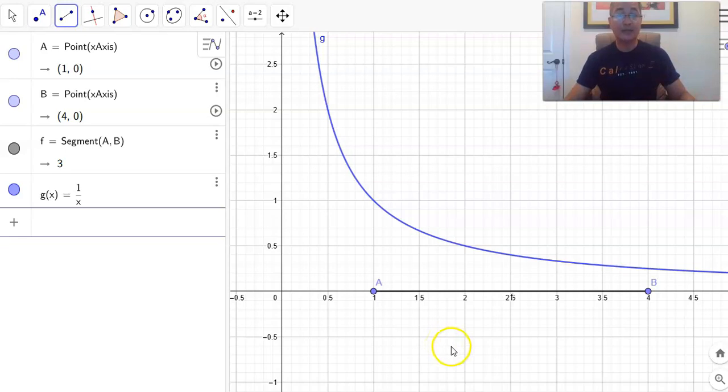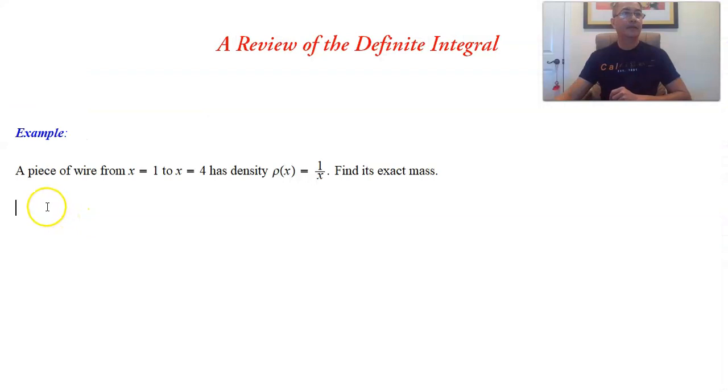So let's go back to Scientific Notebook and we will find that total mass. The formula says that the mass is equal to the definite integral from a to b of the density, which is rho of x dx. So who are our a and our b? Our a is 1, the starting point. B is 4, the ending point. Our density is 1 over x. Let me just copy that over here.